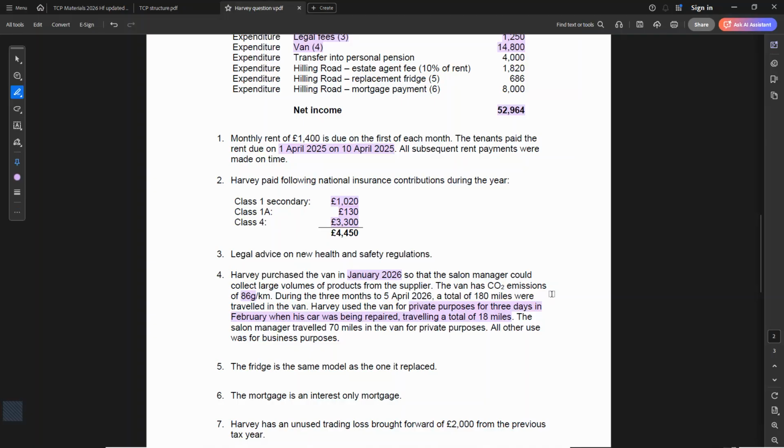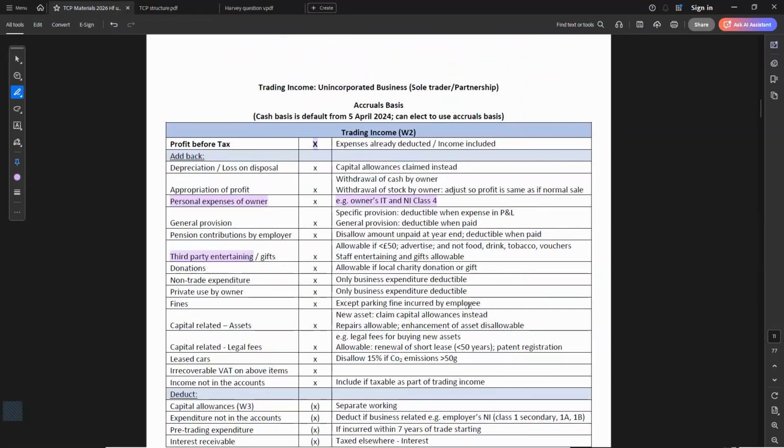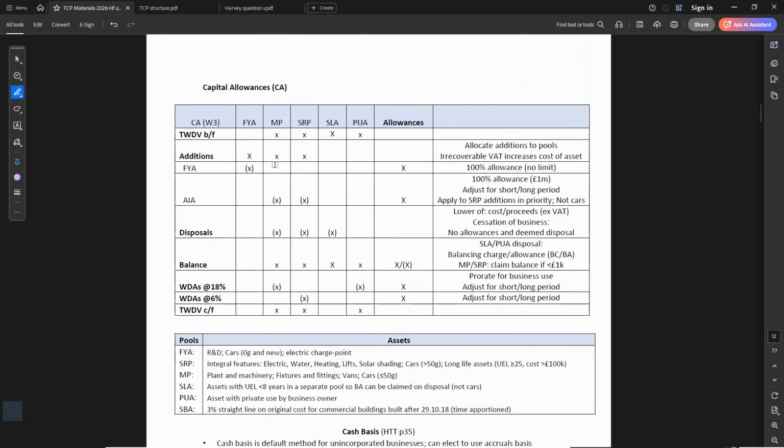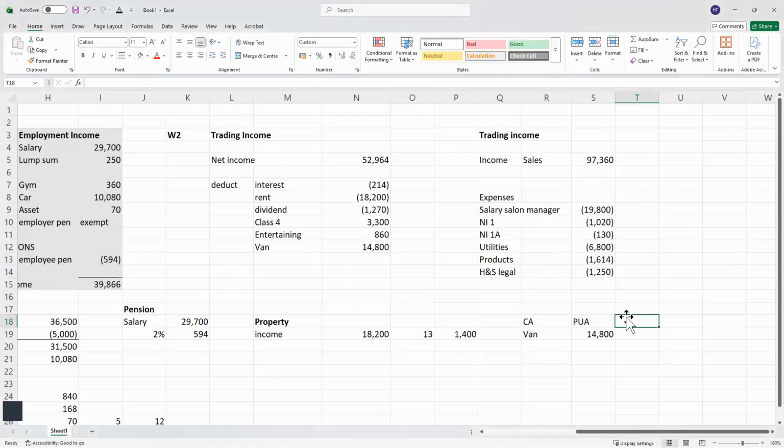In terms of the capital allowances that are available, we know that it's a van that will go into the main pool. We don't need the CO2 emissions. We're looking at a van. We're not looking at a car. And in terms of the van, this would also qualify for the AIA, and we know that that's 100% allowance up to £1 million. So we can claim 100% allowance here for the van, subject to the 90% restriction.